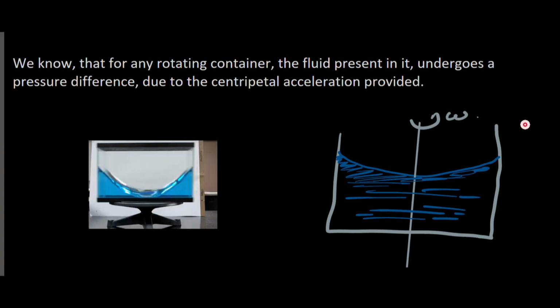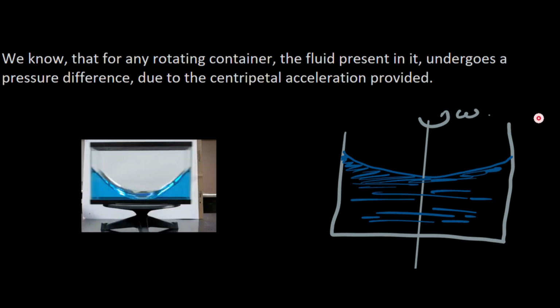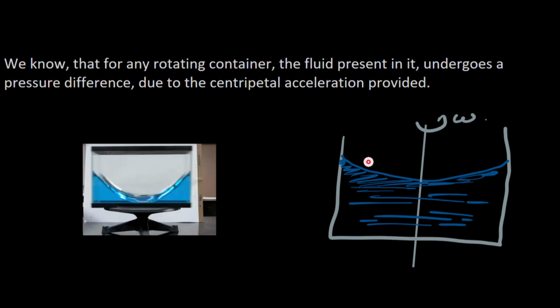Now for the rotating container, we know that the fluid present in it undergoes a pressure difference due to the centripetal acceleration provided. The centripetal acceleration, if you take it as a whole, is non-uniform because we have distance varying linearly. But if you consider an element, the value of this radial acceleration will be x times omega squared, where x is the horizontal distance of an element from the center of the container. Since the centripetal acceleration is x times omega squared, it depends on the square of the angular velocity, the constant angular velocity.